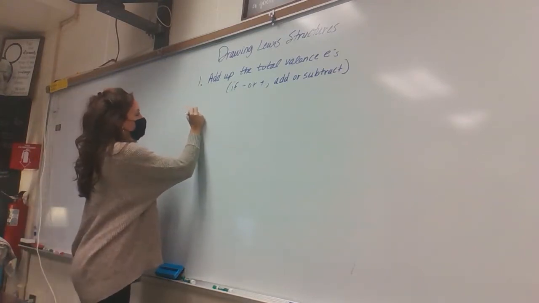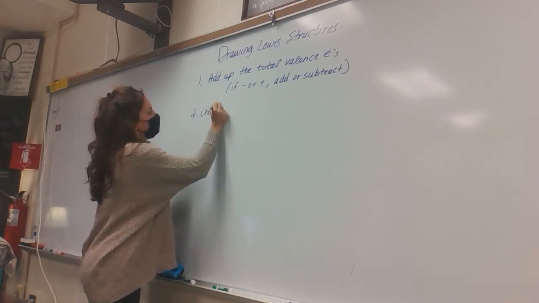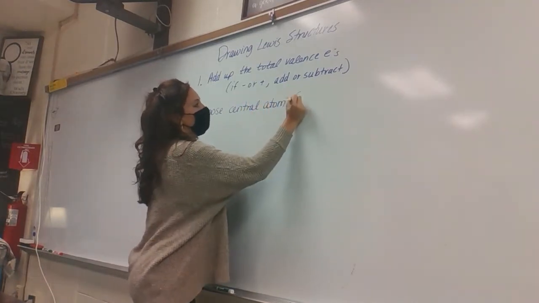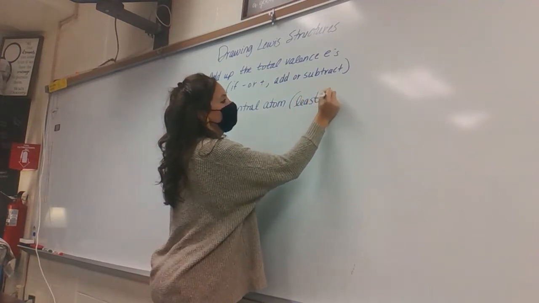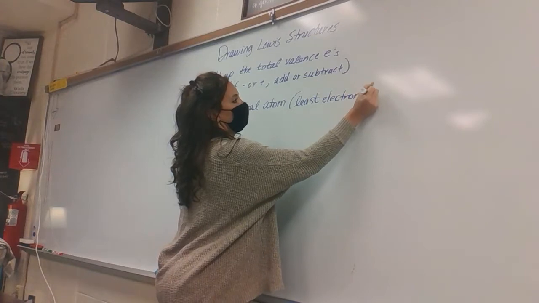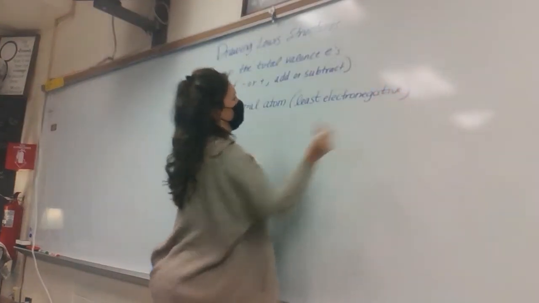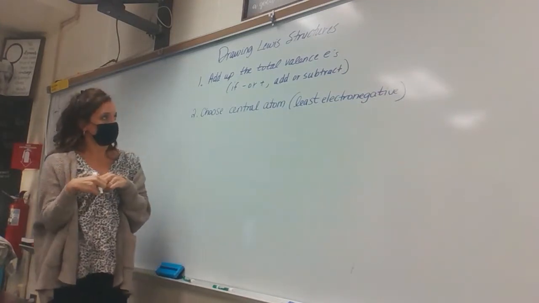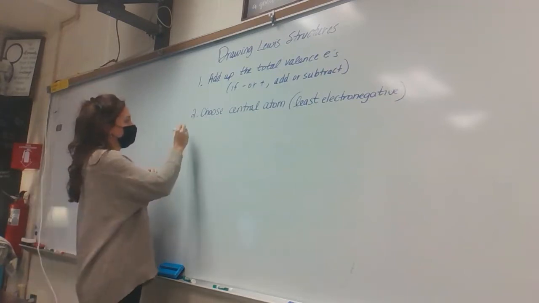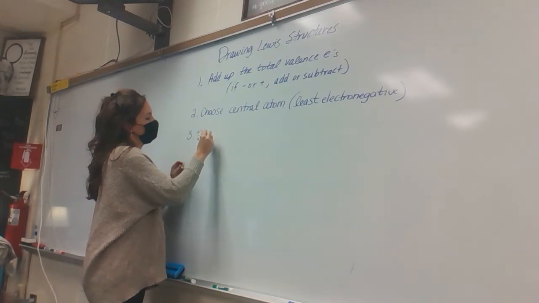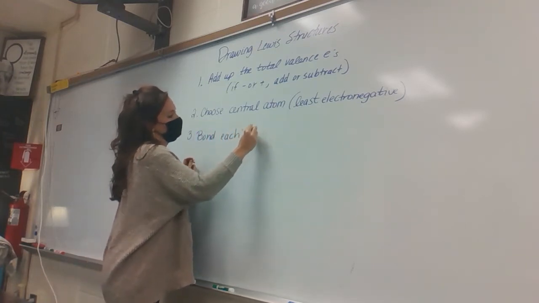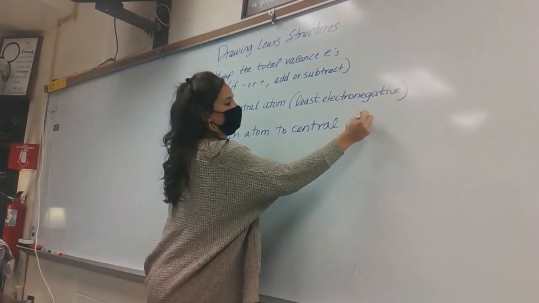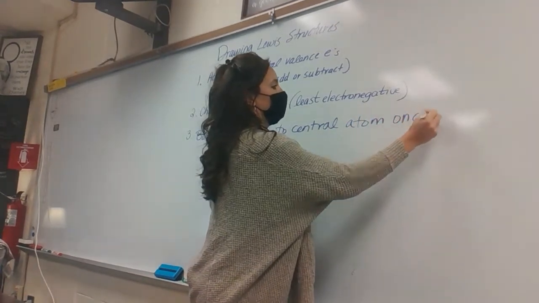Step two, choose your central atom. It's always the least electronegative, the one that's the farthest from fluorine. And it's never hydrogen. Hydrogen can't be in the middle because hydrogen only makes one bond. Step three, bond each atom to the central atom once.